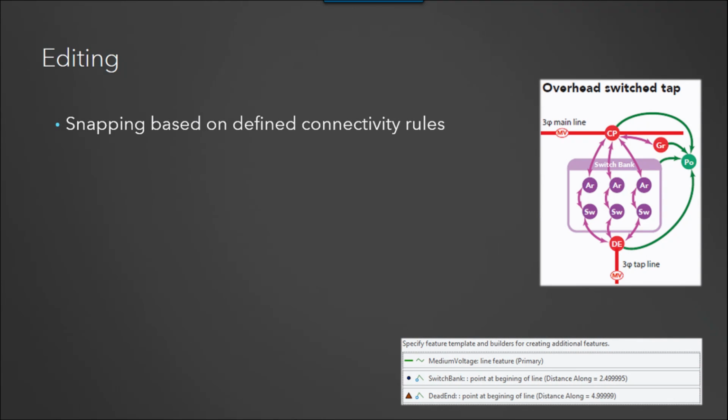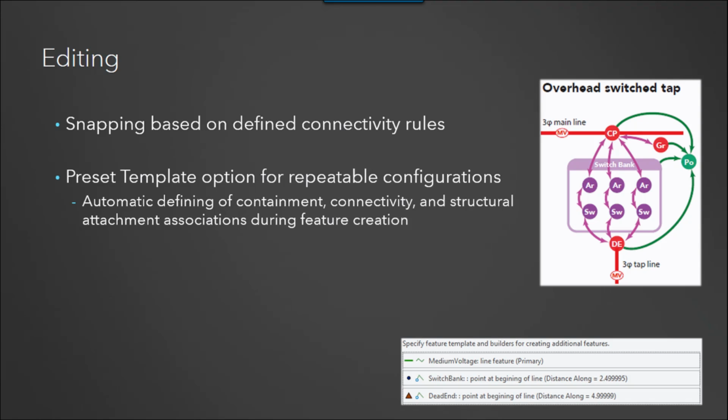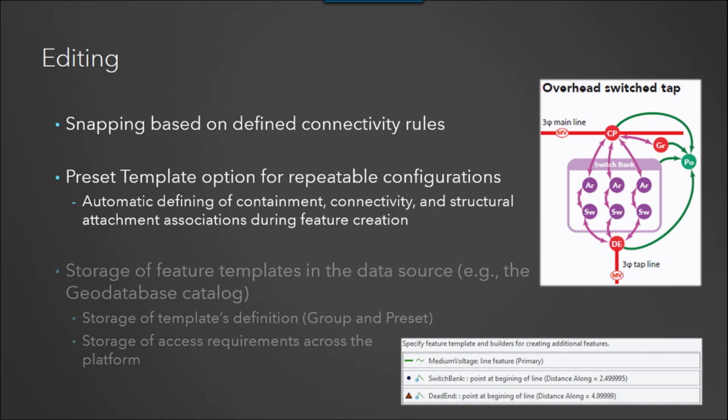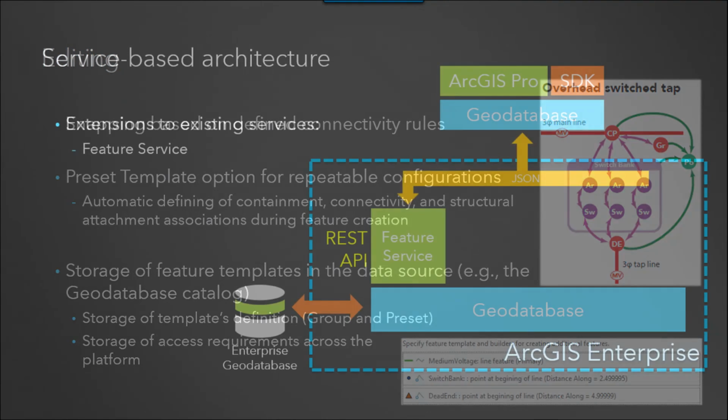Editing. Snapping in Pro is controlled through the connectivity rules. The Pro client actually pulls up the utility network metadata and pre-configures the snapping environment. So you can't snap that water main to that substation transformer if you do have water and electric inside your utility network. There are all kinds of preset templates that you can use to repeat various configurations, to be able to lay down these assemblies, such as this overhead switch tap where you see a bunch of arresters and switches and grounds, all kinds of stuff. Also, these things can be stored inside the data source, so they are persisted as you would expect.